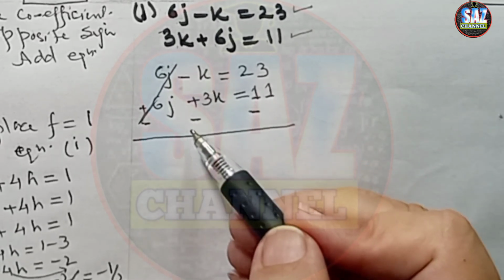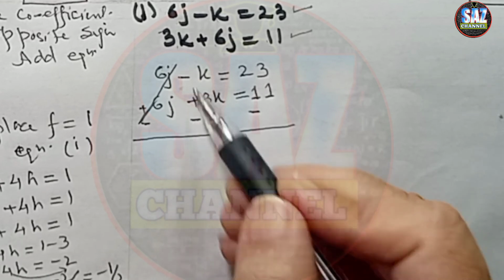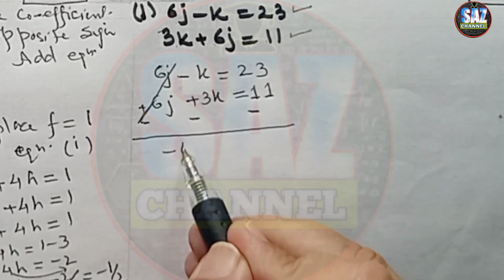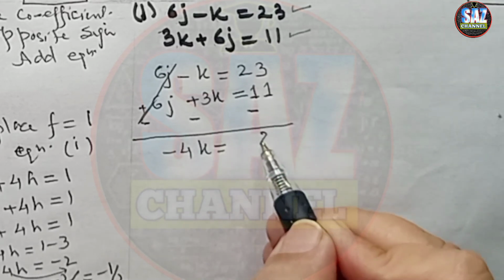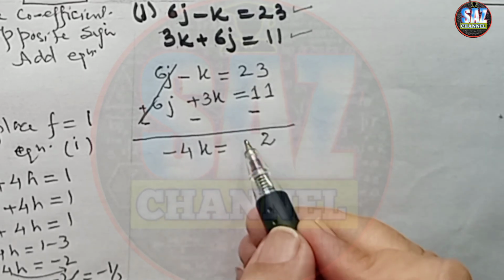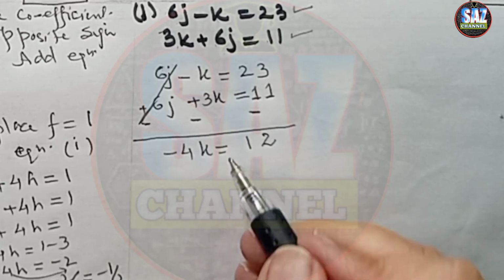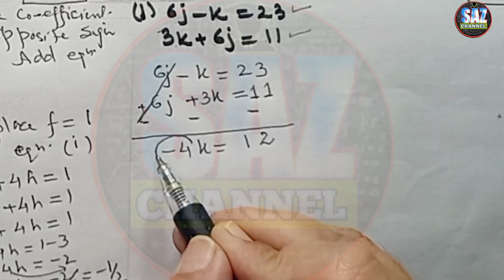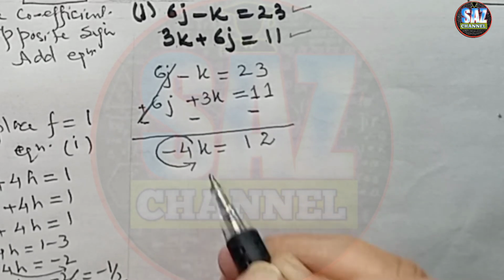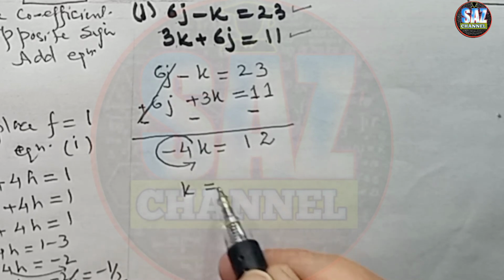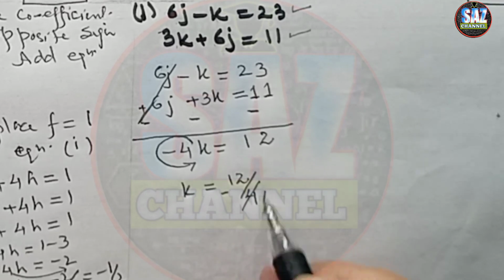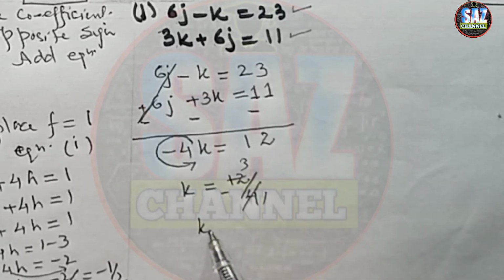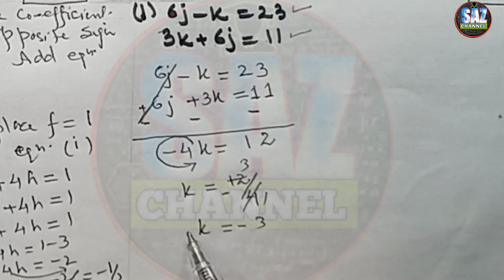And I will have only k values with me, that is minus 4k equals 3 minus 1 is 2, and 2 minus 1 is again 2 with positive sign. Now I have to shift this minus 4 to the other side. k equals 12 by minus 4, 4 ones are 4 and 4 threes are 12, and k equals minus 3.